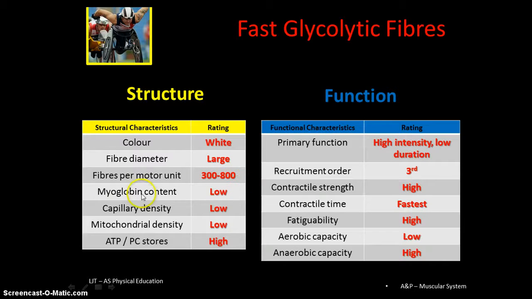They don't have very much myoglobin or mitochondria or capillaries, because these three things are important for aerobic work, and we know that they do anaerobic work best and not aerobic work very well. And they have high fuel stores, so the energy they use will be ATP and phosphocreatine to enable them to work anaerobically. So you can see there are connections between the structure, how they're built, what they have, and the way they work.